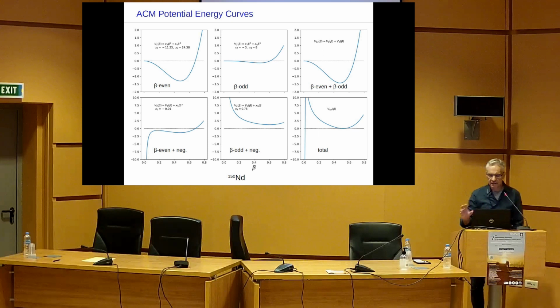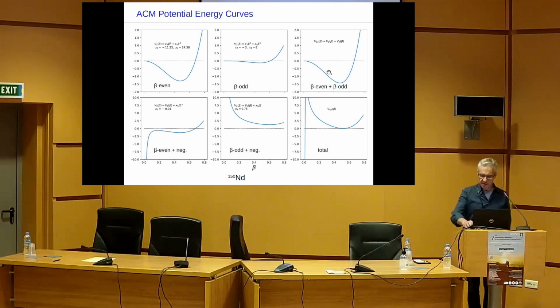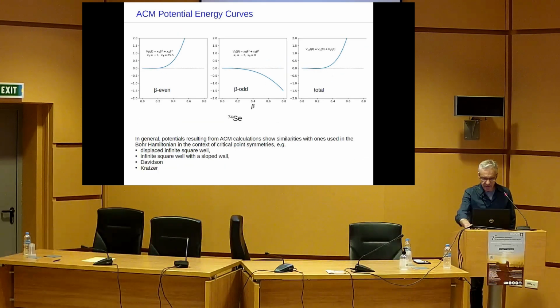And one can decompose, let's say, this. So if one wants to plot the potential as a function of beta, this is what one gets, for example, for neodymium. This is the total potential, but it's useful to decompose it into different parts. For example, the beta even part with only positive powers of beta, and then beta even with negative powers of beta, beta odd part only positive and with negative. And here you have the beta even and beta odd result. We can do the same for molybdenum and selenium.